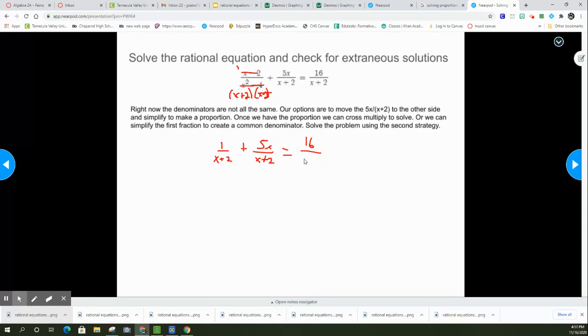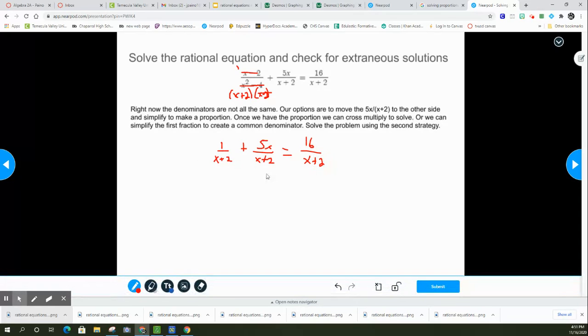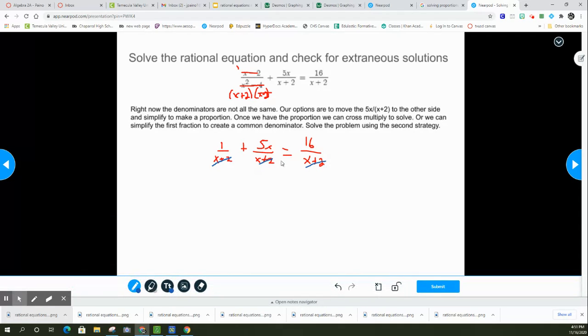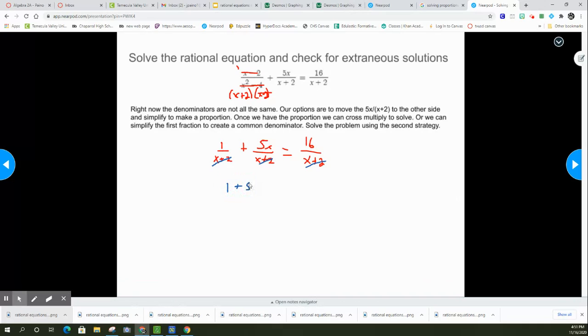All right. And so now, just like in the last problem, I can pretend those aren't there, but I've got to pay attention, right? If I get -2 as an answer, it's not going to work. So I got 1 plus 5x equals 16. This is just a linear one.